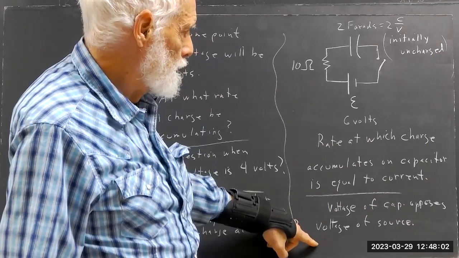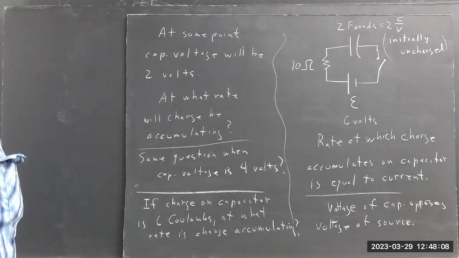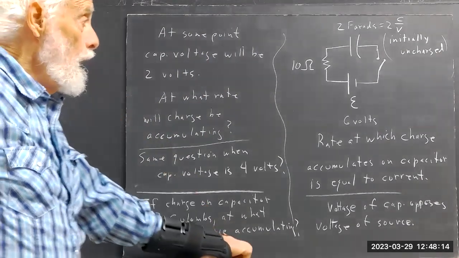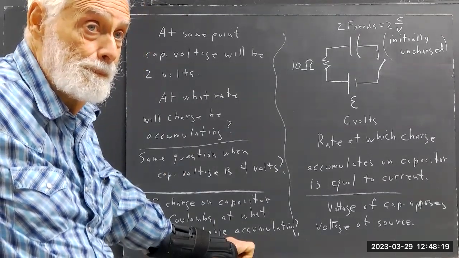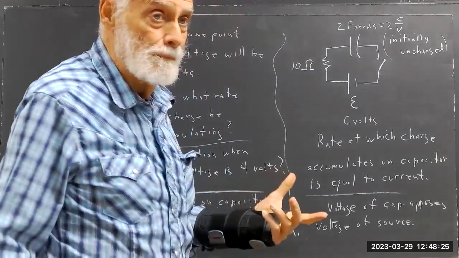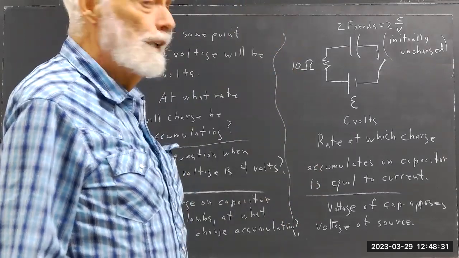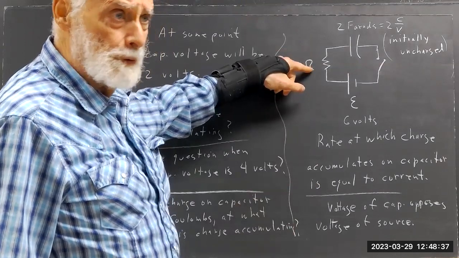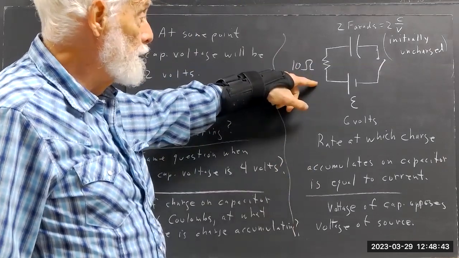The capacitor voltage opposes the voltage of the source. So at some point, the capacitor voltage is going to be 2 volts. It has accumulated enough charge, and the capacitor voltage is 2 volts. What's going to be the current at that point? It's going to be probably a decimal. Well, what's the voltage across the resistor? Because that gives you the current. Okay, the voltage across the resistor.